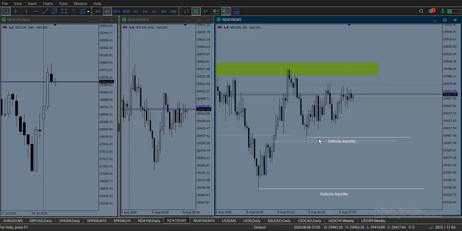That's an inefficiency. So I've talked about this before. Price only trades into old highs and old lows, or price trades into inefficiencies. That's what price does. It trades into old highs and old lows. It trades into inefficiencies. That is fair value gaps. That's basically gaps.